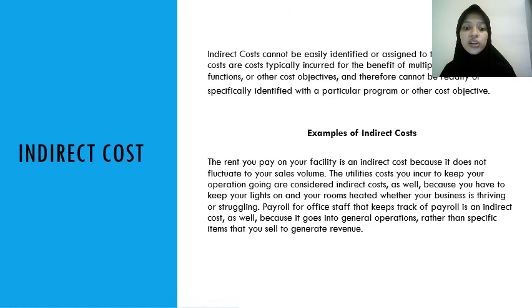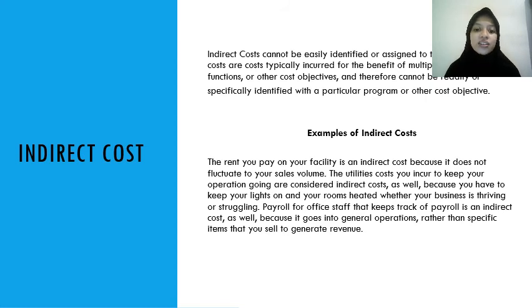And then indirect costs. Indirect costs cannot be easily identified or assigned to the CACFP. Indirect costs are costs typically incurred for the benefit of multiple programs, functions, or other cost objectives, and therefore cannot be readily or specifically identified with a particular program or other cost objective.